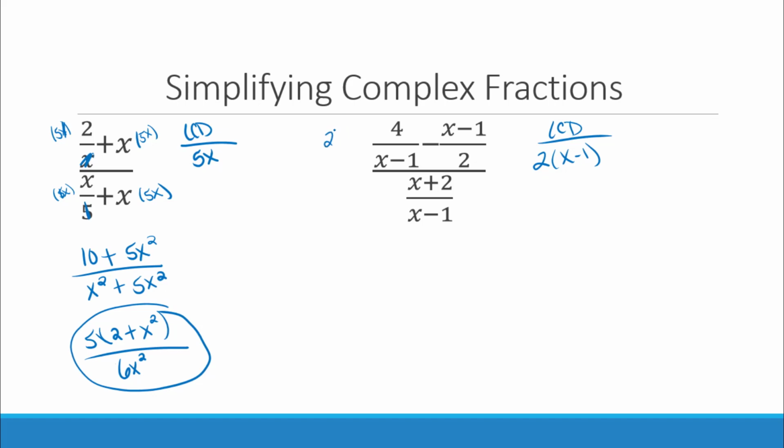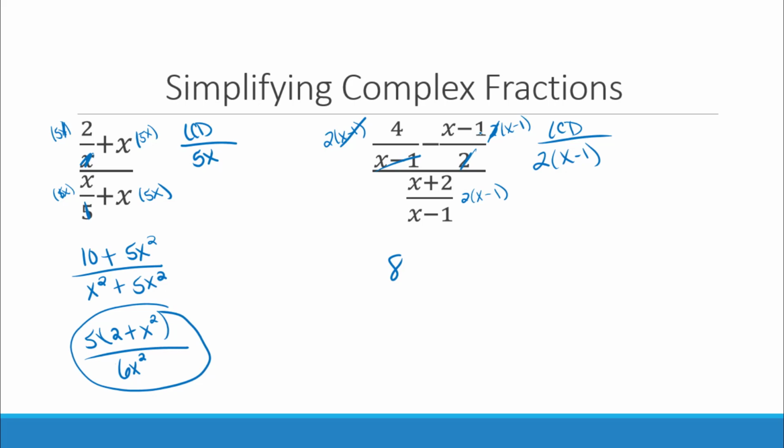So every little piece of this fraction gets multiplied by that common denominator. So this one down here gets multiplied by 2 times x minus 1. The reason you do this is when you take that LCD and multiply it by everything here, pieces of your fraction in the denominator will cancel. X minus 1's cancel, which leaves you 2 times 4, which is 8. The 2's will cancel here. So what this leaves you with is x minus 1 times x minus 1.